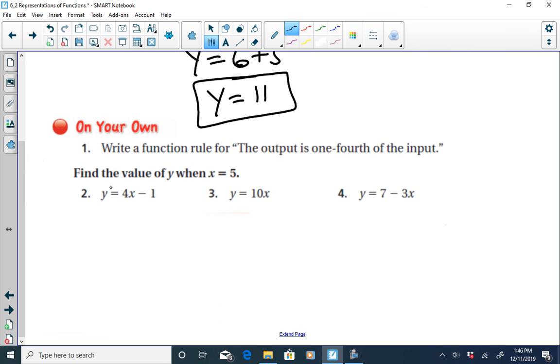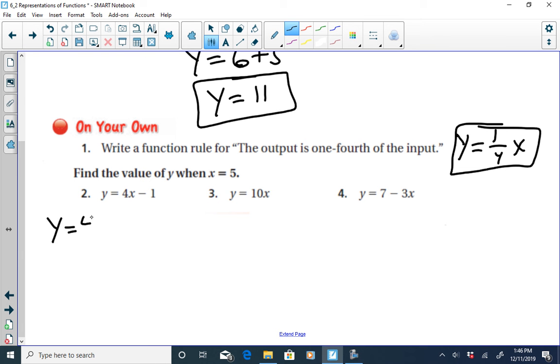All right, we'll do each one of these down here. We are asked to find the value of y when x is equal to 5. All right. Well, let's do number 1. Write a function rule for the output y is 1/4 of the input, right? So that would be your rule for number 1.